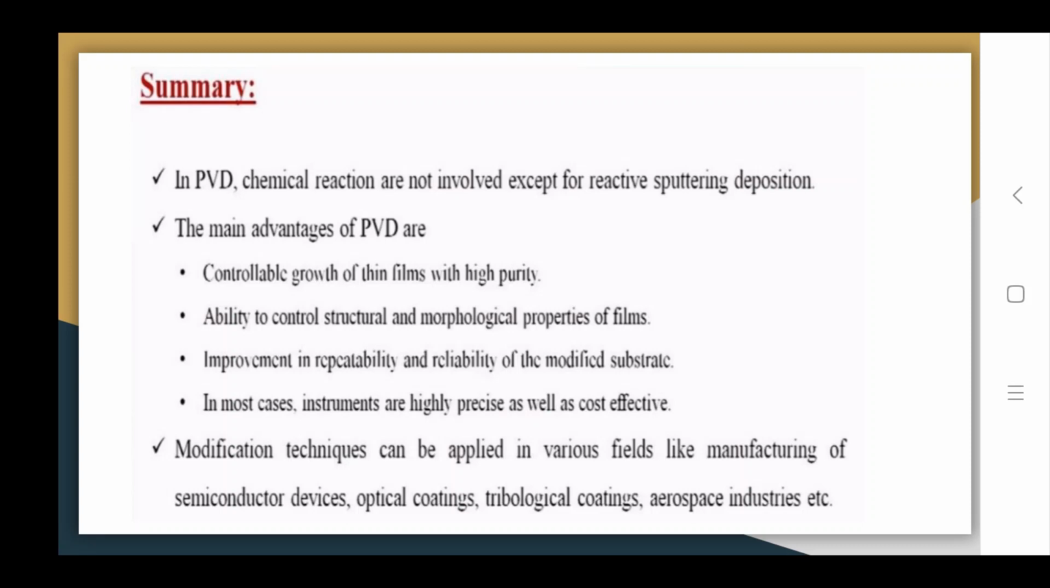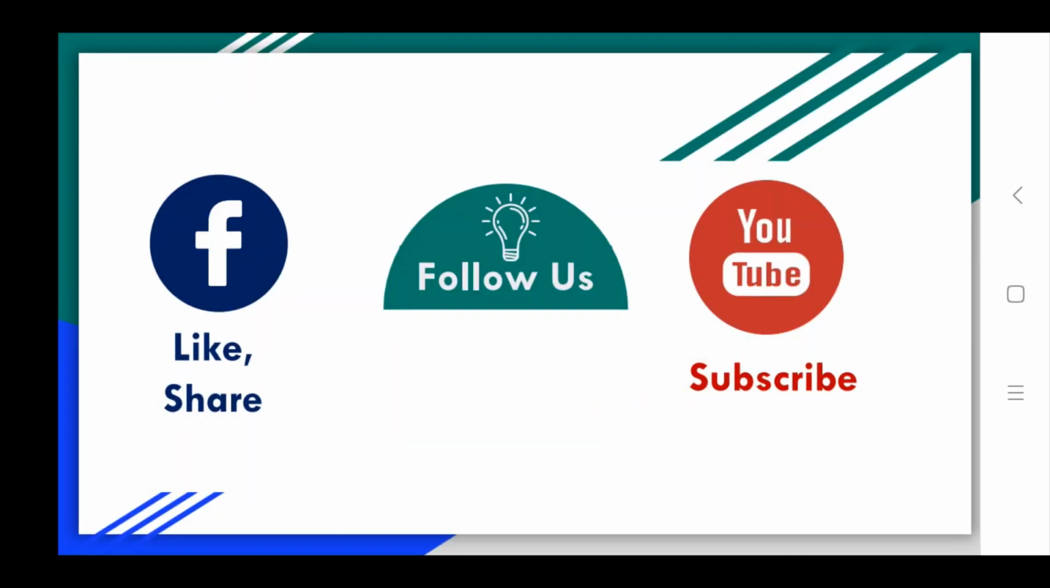Then there is improvement in repairability and reliability of the modified substrate. In most cases, instruments are highly precise as well as cost effective. The modification techniques can be applied in various fields like manufacturing of semiconductor devices, optical coatings, tribological coatings, and aerospace industries. Here we have listed a few applications which are possible using this PVD technique. This is about the physical vapor deposition coating technique. Thank you.